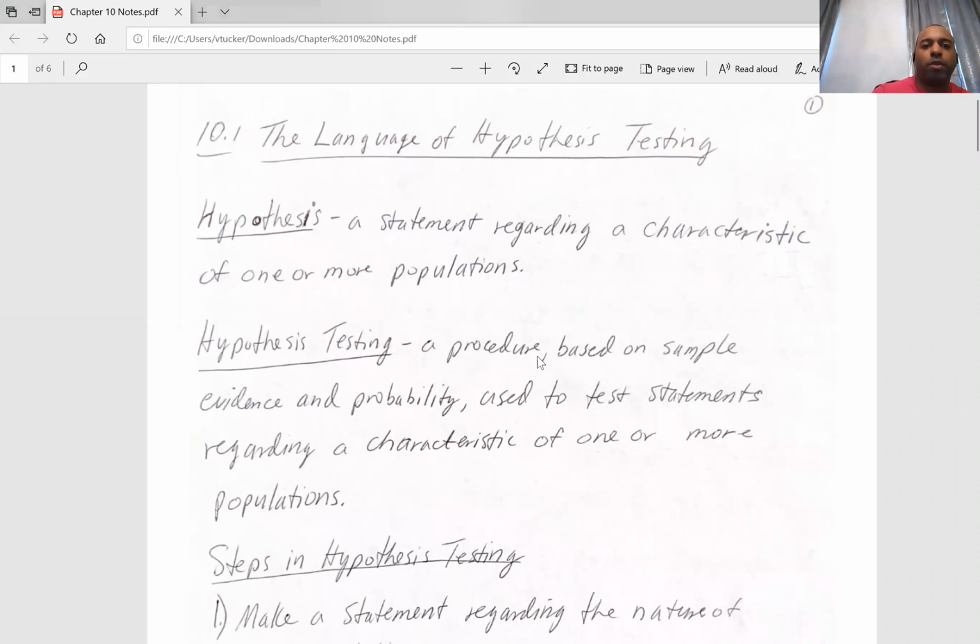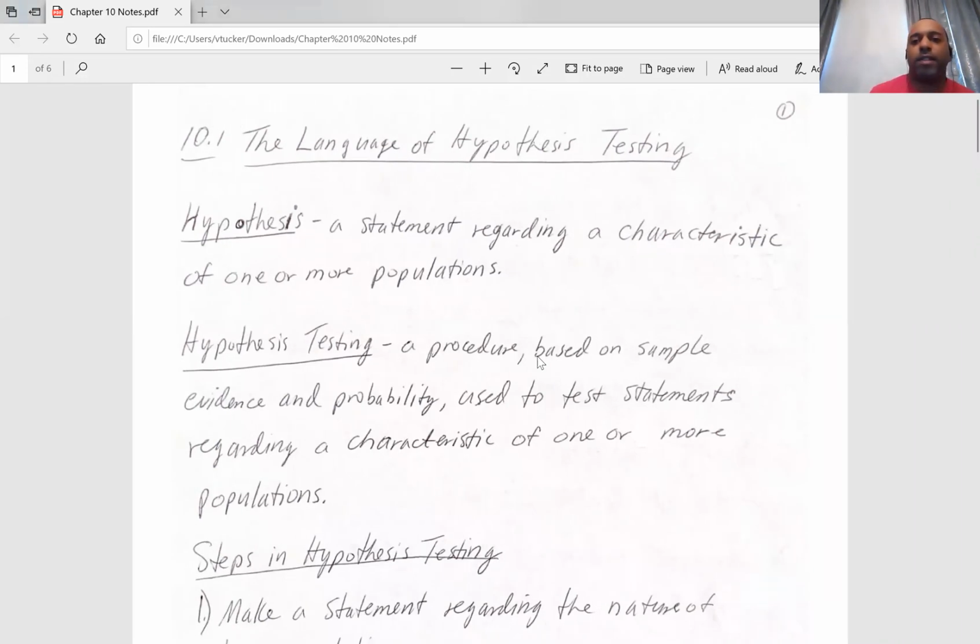All right, so 10.1, the language of hypothesis testing.